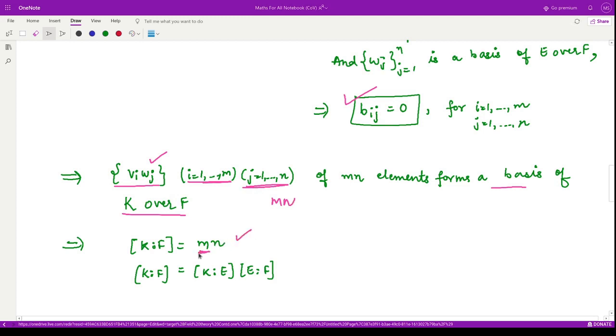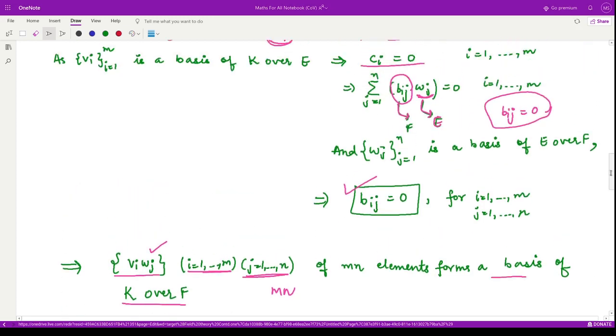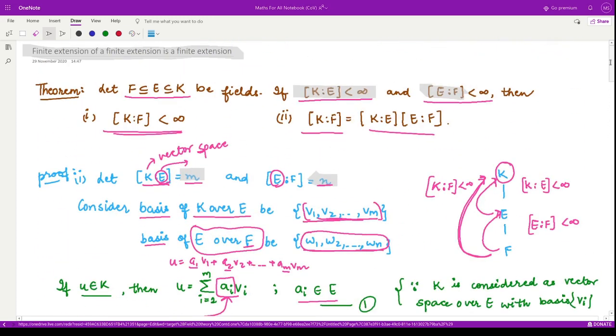And what was m? m was the degree of K over E, and n was the degree of E over F. Thus we have reached the result that we intended to prove. So this was quite an easy proof. I hope you got the point.